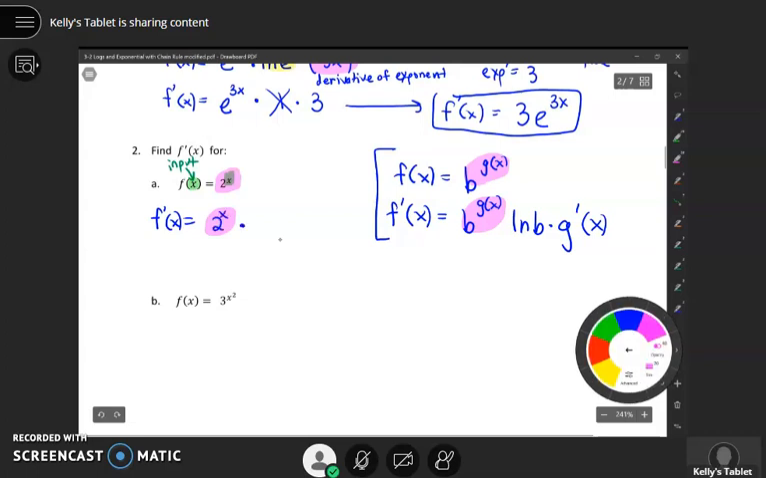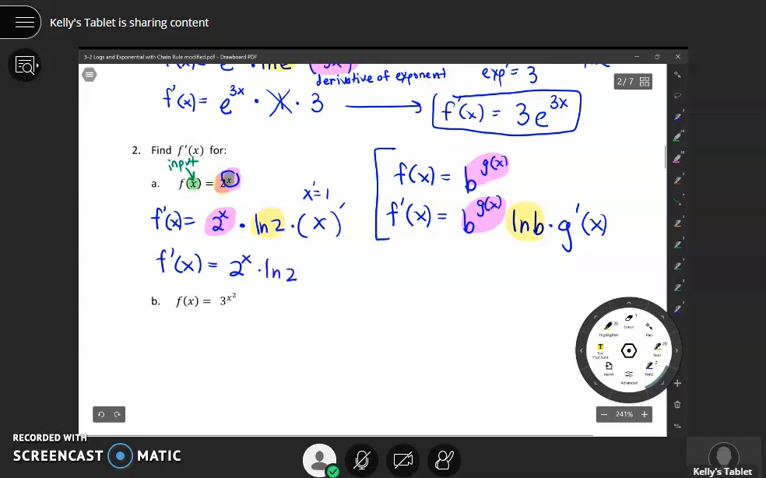Then I tack on the natural log of the base. Well, my base in this problem is a 2. So I'm going to have natural log of 2. And that's just some decimal number on my calculator. So I'm going to leave it in this form. Then I have to tack on the derivative of my exponent, which is a plain x, which we know is a 1. So the derivative of 2 to the x is just 2 to the x natural log of 2. And again, order doesn't matter, but I'm going to write the log at the end just so it doesn't get confused with that 2x.